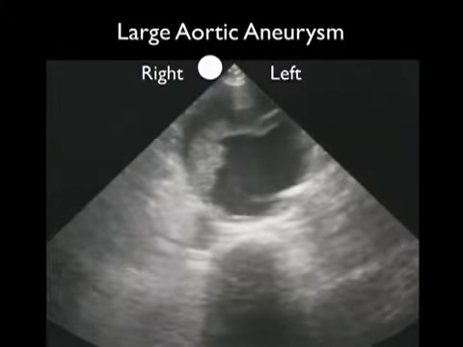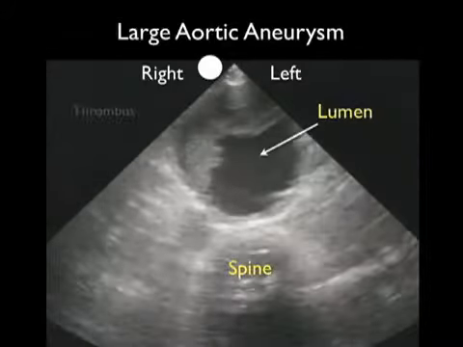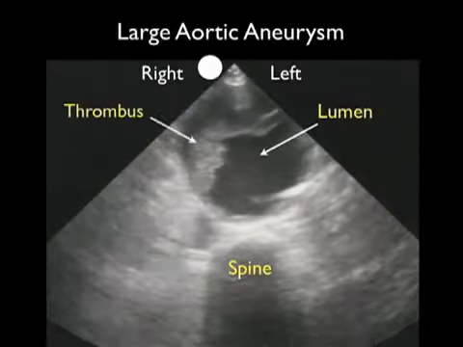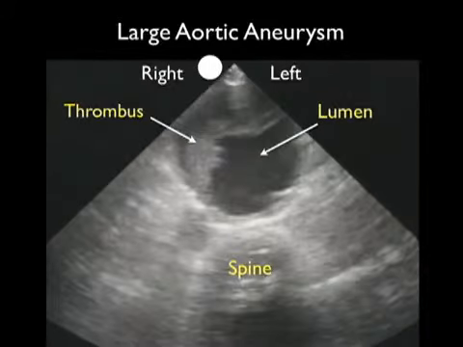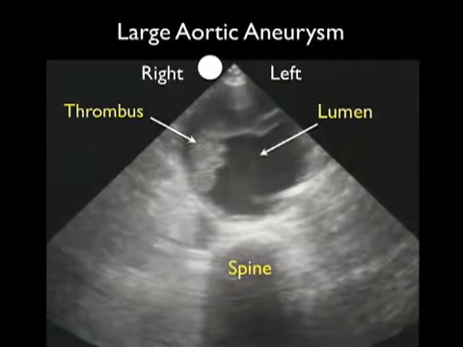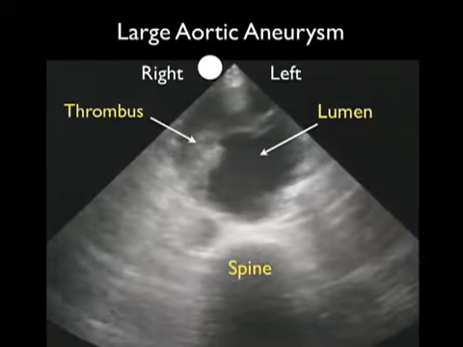This video clip is another short-axis orientation of a very large AAA in a patient who presented to the ED with abdominal pain. We mark the spine as our landmark, and anterior to the spine we see a very large AAA. Notice the true lumen and the accumulation of thrombus that's seen substantially anterior to the true lumen.